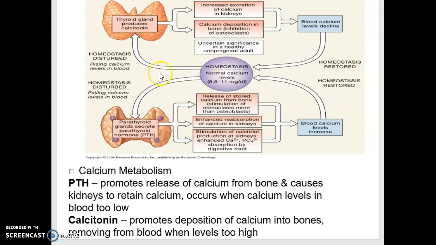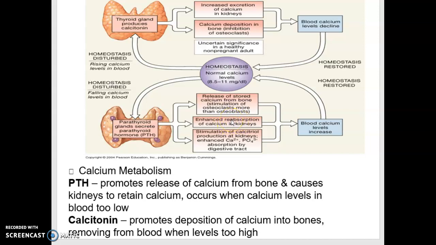Now, obviously if we get too much of something, we can get too little of something. What if our calcium levels fall below this in our blood? Then now we need to get more into the blood. Well, it's our parathyroid hormones that monitor this. And of course, then they're going to cause a release of calcium from the bones. They're going to cause us to reabsorb calcium into the blood at the kidneys.